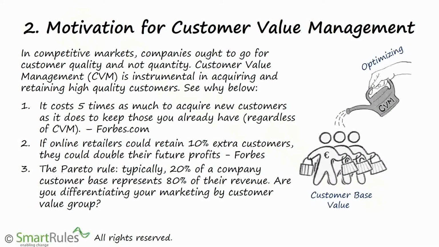Source Forbes.com. 2. If online retailers could retain 10% extra customers, they could double their future profits. Source, again Forbes. 3. The Pareto rule. Typically 20% of a company customer base represents 80% of their revenue. Are you differentiating your marketing by customer value group?